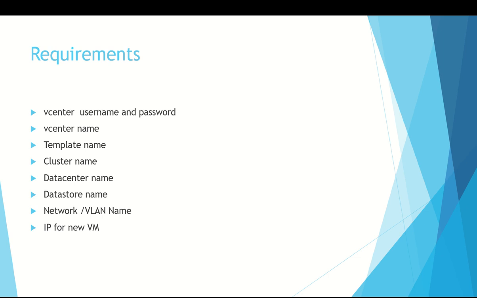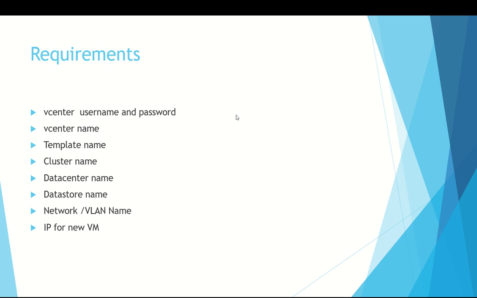We should also create a template, because we'll be using that template as a golden image to deploy the virtual machine. And we also need to grab the details of the vCenter cluster name, data center name, and the data store name, as well as network VLAN details. And we should reserve an IP for our new VM.